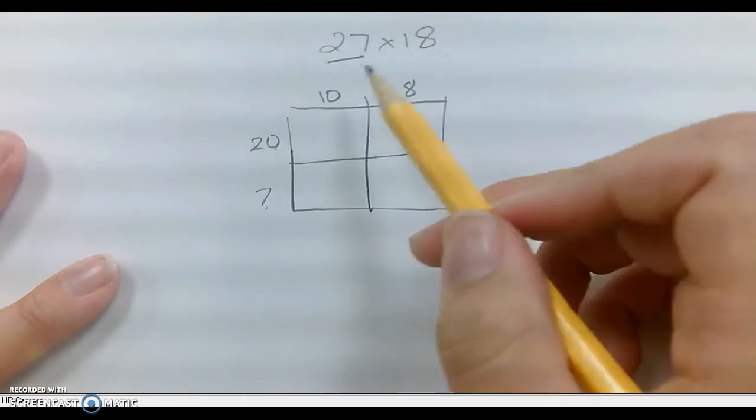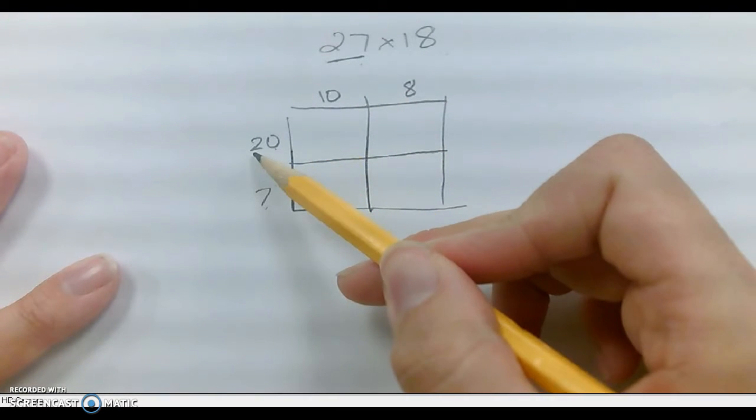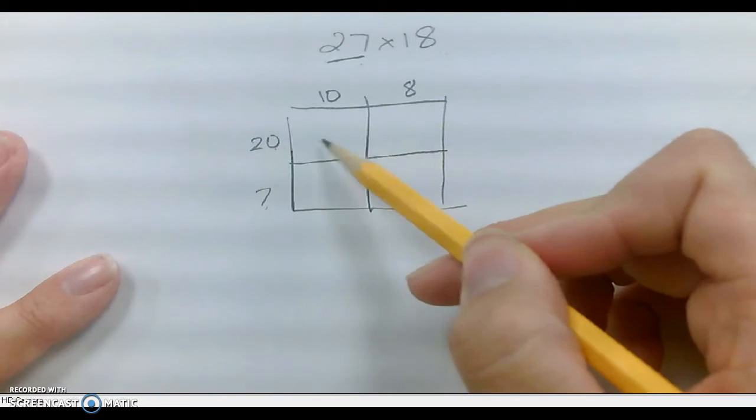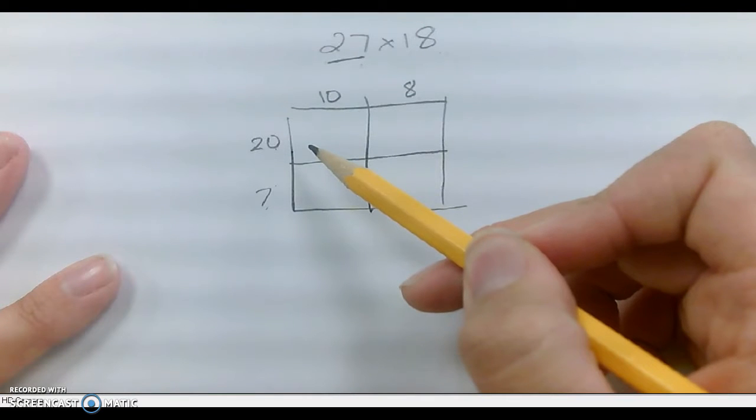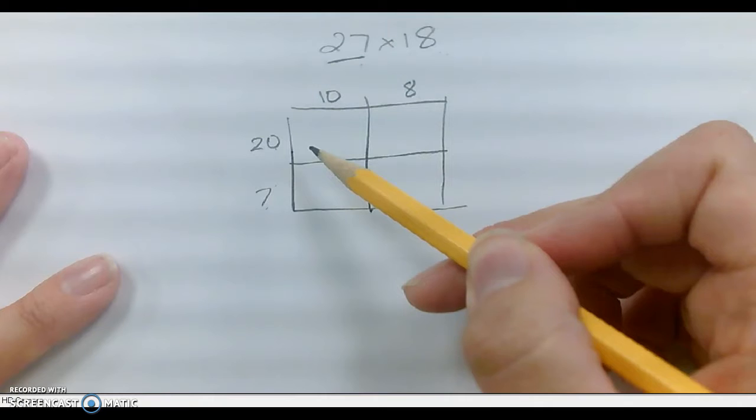Okay? So now I'm going to multiply across. I start horizontal and then I go vertical. So horizontal, vertical, horizontal, vertical. I'm only multiplying the numbers that are outside my box. I'm not going to multiply the numbers inside because then I'm going to get the wrong answer.